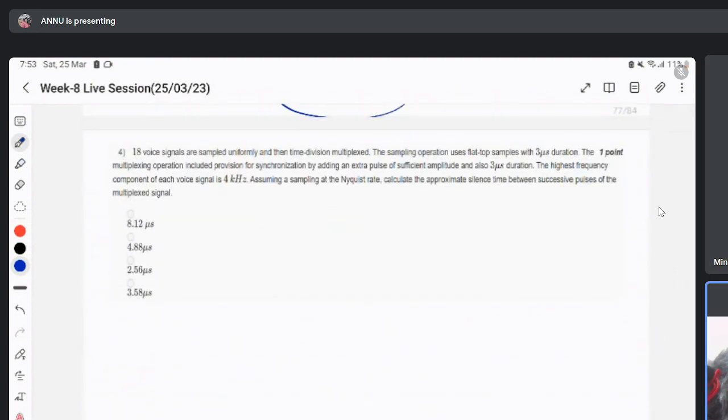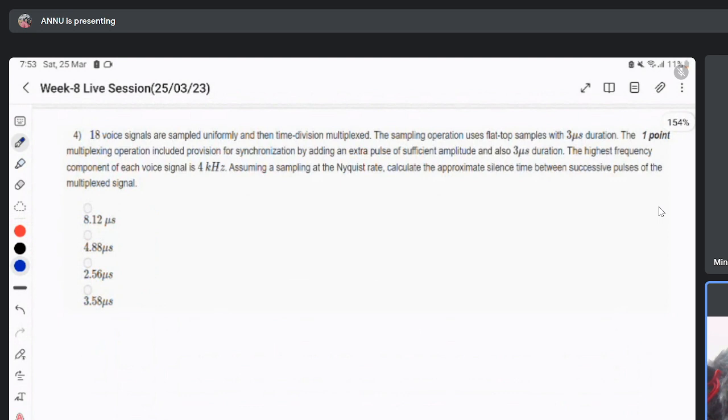So we'll see the next question, which is question number 4. 18 voice signals are sampled uniformly and time division multiplexed. The sampling operation uses flat top samples with 3 microseconds duration. The multiplexing operation included provision for synchronization by adding an extra pulse of 3 microsecond duration. The highest frequency component of each voice signal is 4 kilohertz. Assuming sampling at the Nyquist rate, calculate the approximate silence time between successive pulses of the multiplex signal.